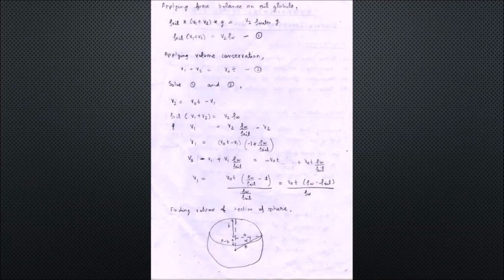Now let us find height h as a function of V1 and the radius of the oil slick. Assume that a sphere has a radius r. Then the volume of a spherical segment will be 1/6 pi h into (3a square plus h square). Using Pythagoras theorem, we get a relation of a as a function of h and the radius of the sphere r. Substituting this value into the equation, we get volume V1.